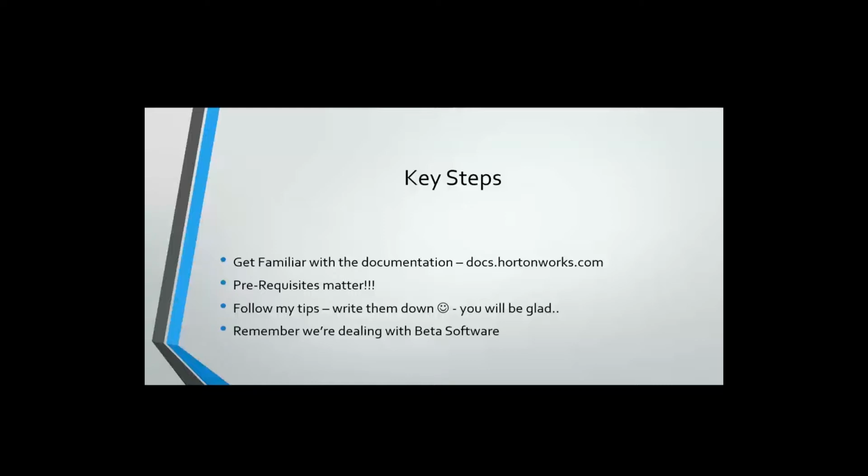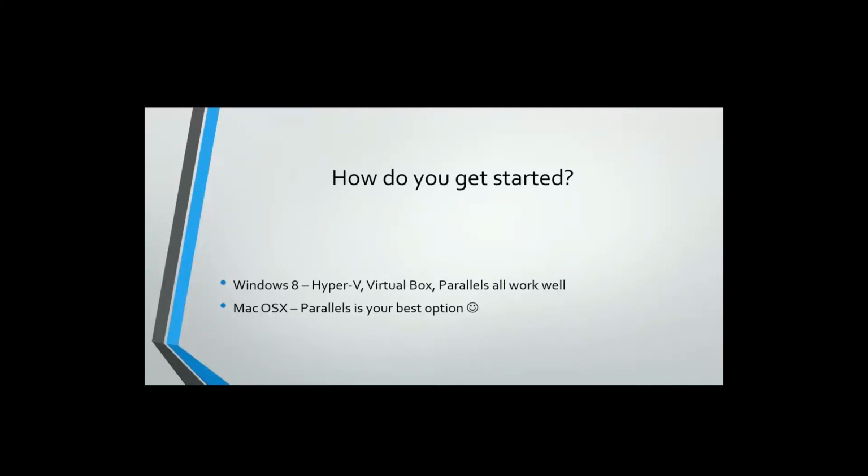So how do you get started? Again, if you're running a Windows machine, Hyper-V, obviously for Windows 8, would be preferable. VirtualBox is another free option. Parallels for Windows and Parallels for Mac would all be really great options. Ultimately, anything that's going to enable you to have a hypervisor and run a VM.